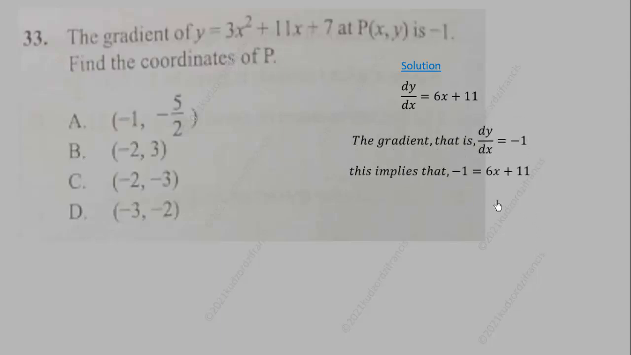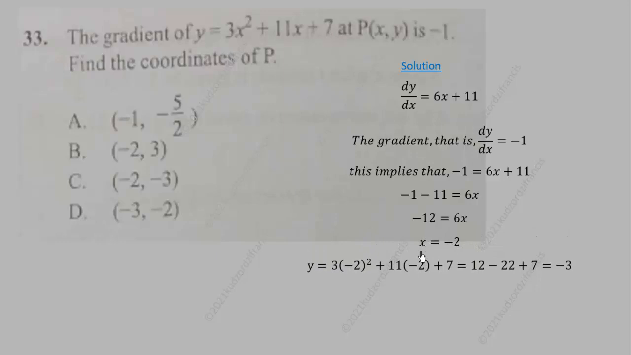Then we solve for x. So x will be equal to negative 2. Now we have to substitute this into the function to get the corresponding y value. That will give us negative 3. So it means the point is negative 2, negative 3.